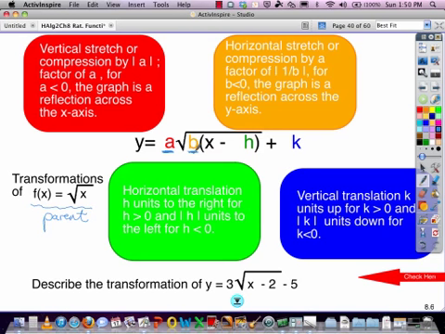So if you minus h in green, you can see the horizontal translation, h units to the right for h greater than 0, and the absolute value of h units to the left for when h is less than 0. Last but not least, the k value. Notice it's out here outside of the square root sign completely. It takes on a vertical translation of k, and it'll be k units up when k is greater than 0, and the absolute value of k units down for when k is less than 0.